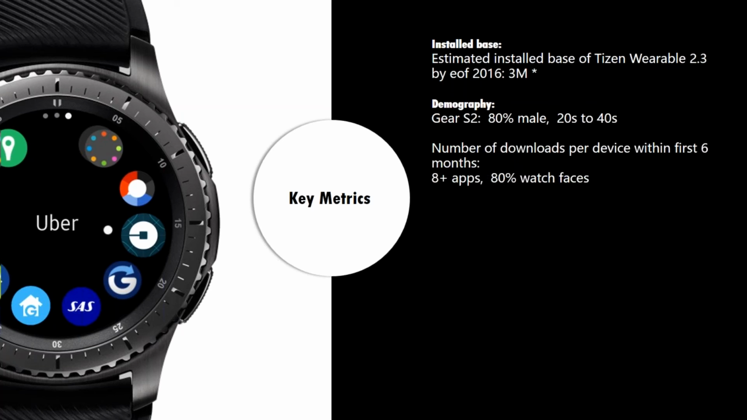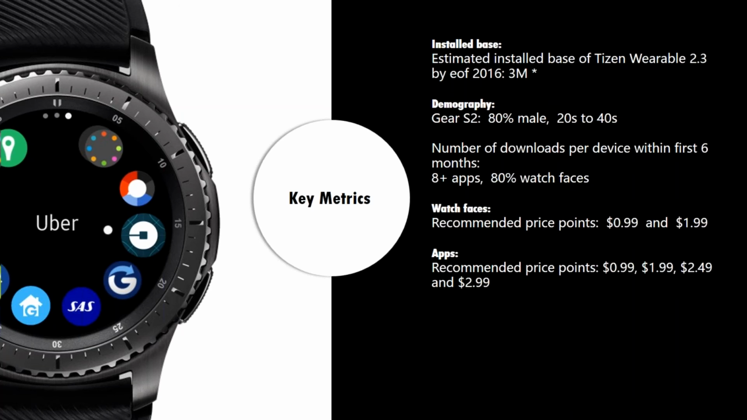The number of apps and content items, whether it's an app or a watch face, is typically 8 downloaded within the first months of device ownership. With the Gear S2, it was 80% watch faces. And the recommended price points for the content are $1 and $2 for watch faces, and for the apps, 4 recommended price points.